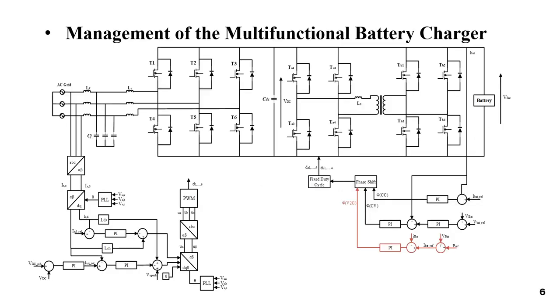So now I'm going to talk about the management of the multifunctional battery charger. As part of the G2V operation, the grid should charge the car battery in line with the charging power levels of our desired structure. The batteries in this study are charged using the constant current, constant voltage charging method.